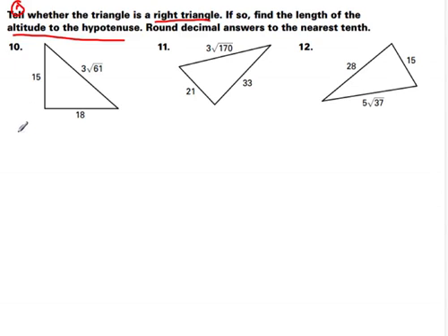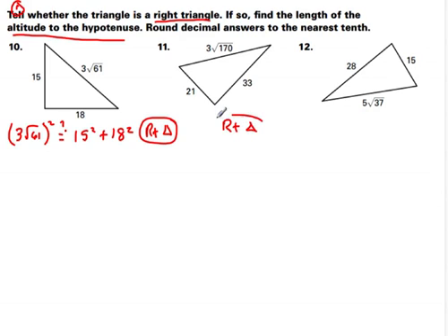First off, we would say 3 times the square root of 61 squared. We're asking, does that equal 15 squared plus 18 squared? It does when we calculate this whole thing out. So we do know that we have a right triangle. In fact, for the second one, we also have a right triangle. For the third one, no, we don't. So once you figure out that it does not work, you can actually stop. For 10 and 11, we would have to continue working.